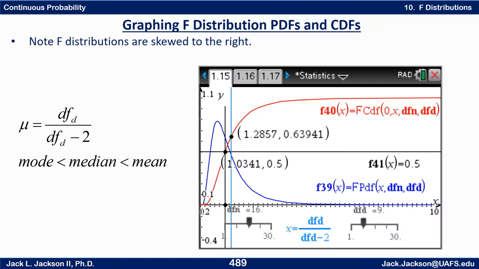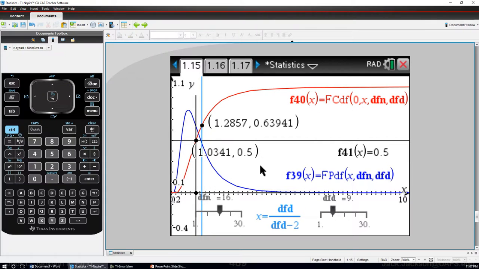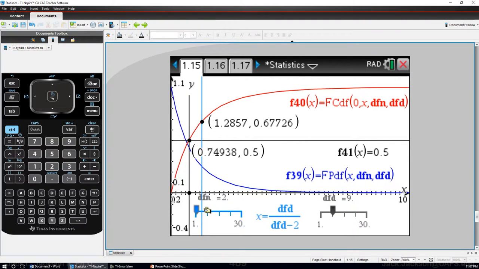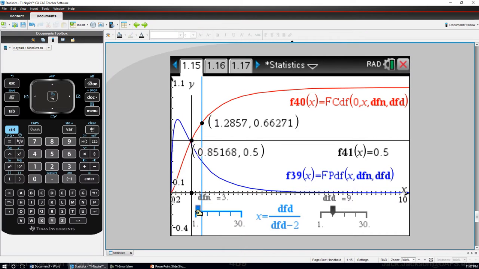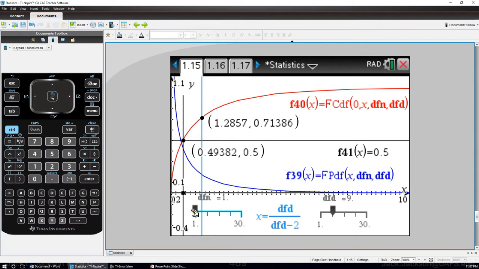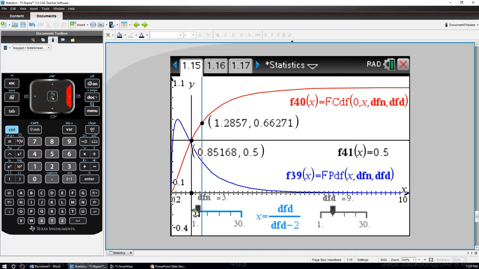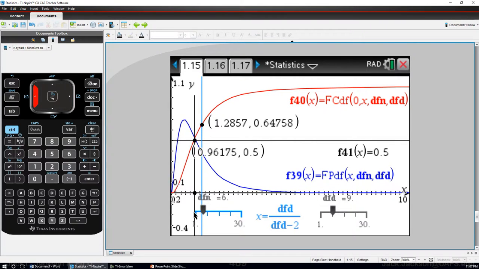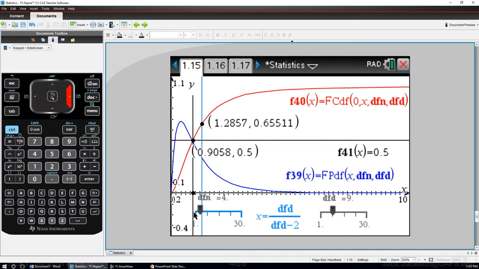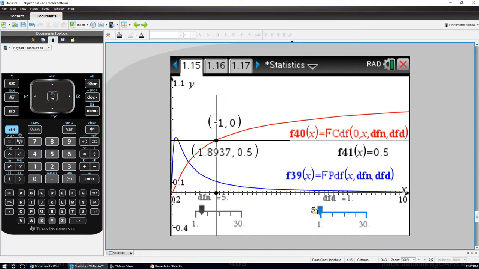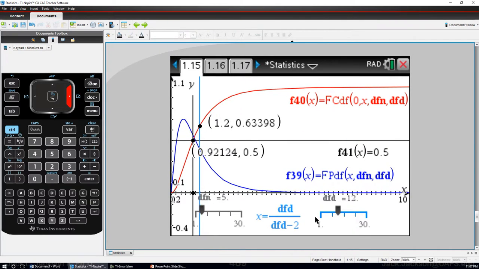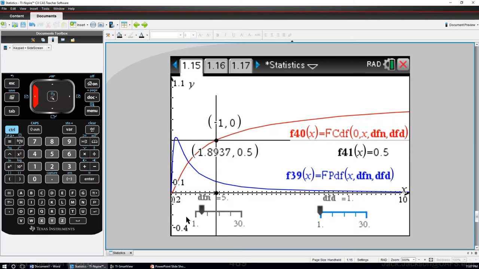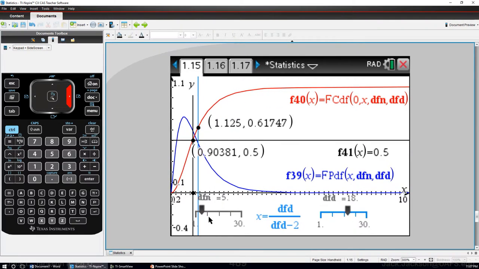Let me show you this. Here we go. I can see what happens if I change the degrees of freedom of the denominator. When you get really small, like 1 and 2, some things change kind of weirdly there, but once you get at least up to 3 for the degrees of freedom in the numerator, then you get a basic setup that's fine.